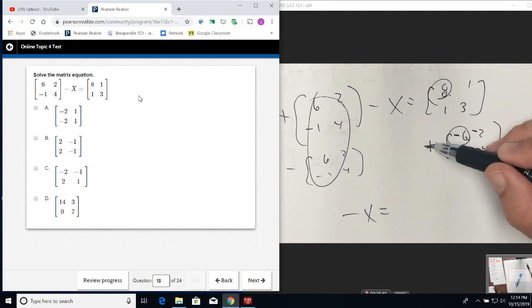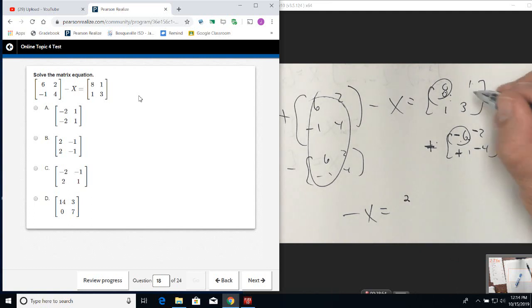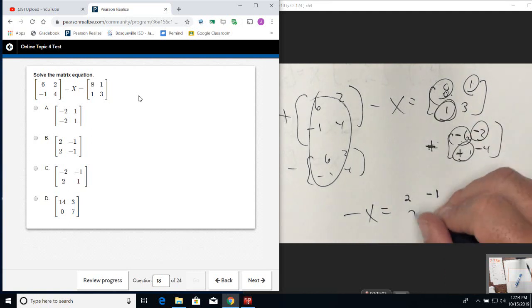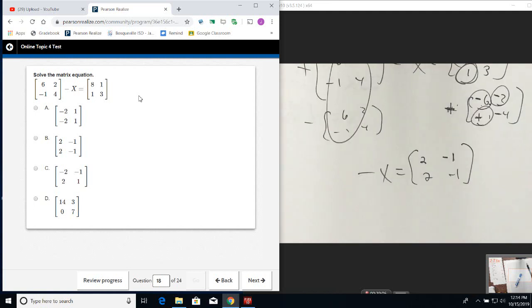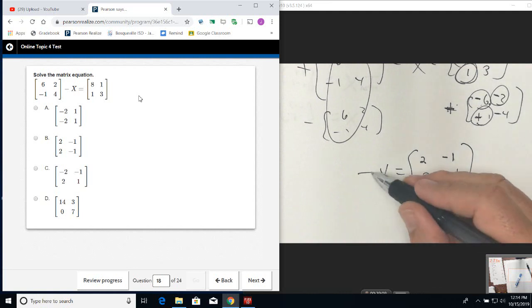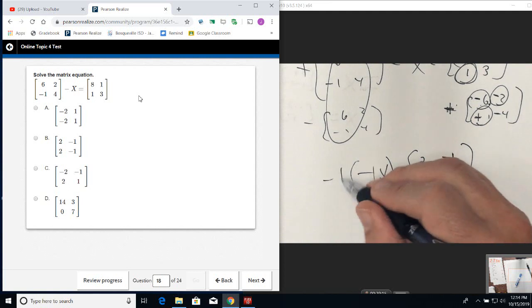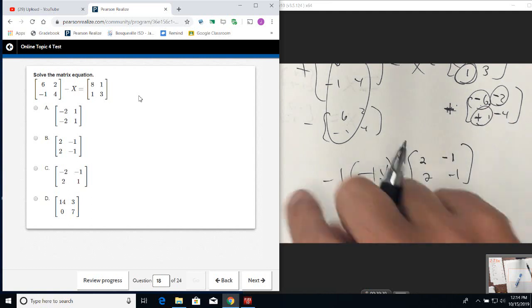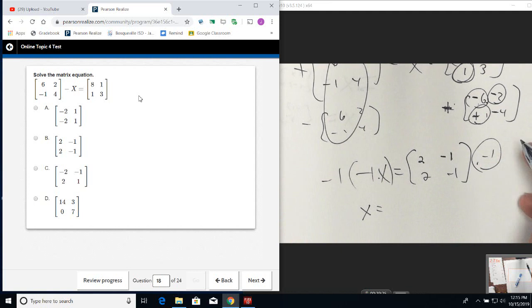So this is 8 plus a -6, which is a positive 2. 1 plus a -2 is a -1. The 1 plus a 1 is 2. 3 plus -4 is a -1. Now, I don't see that as an answer because this is -1 times that. So to get rid of that -1, if I multiply by a -1, it becomes a positive 1. Positive 1 times x is x. But whatever you do to one side of the equation, you've got to do the same thing to the other side. So I've got to multiply every term over here by a -1, and I have my answer.